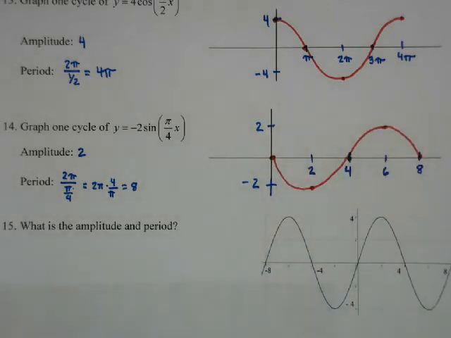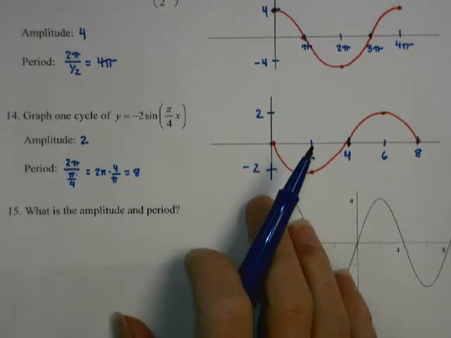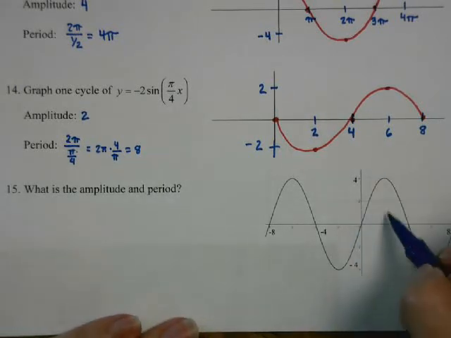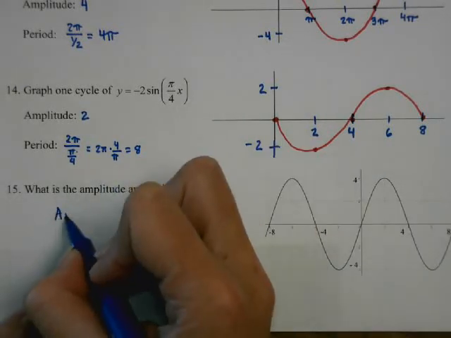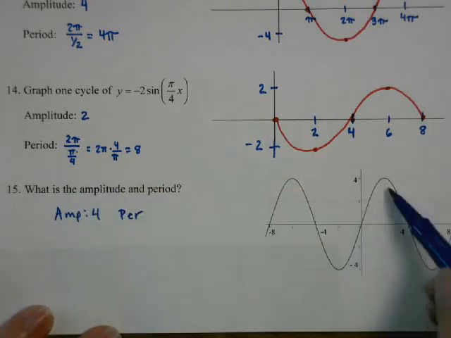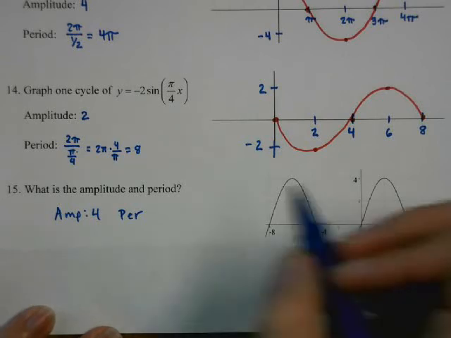All right, and this last example on this page, we have this graph here, and we're identifying the amplitude and period from the graph. So the amplitude is 4. The period is how long it takes to complete one cycle, which is going to be 8.